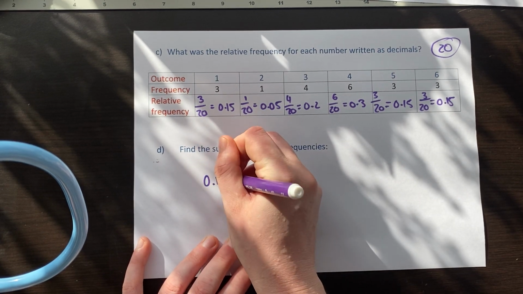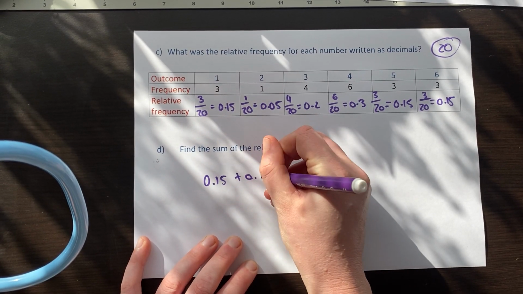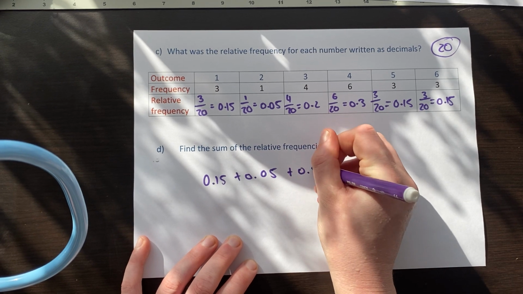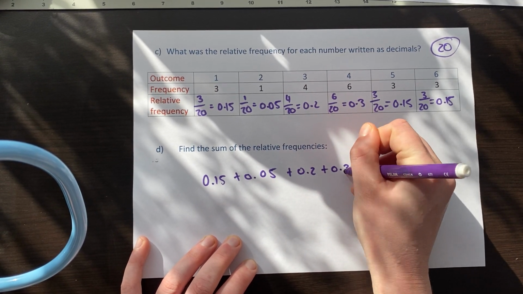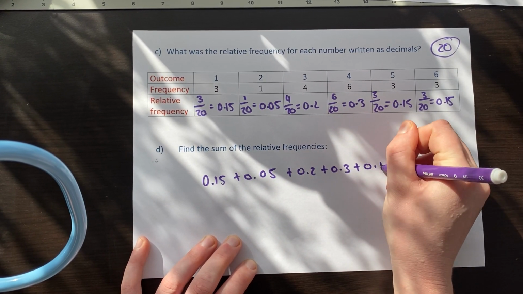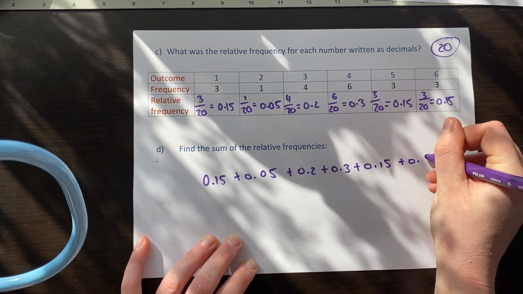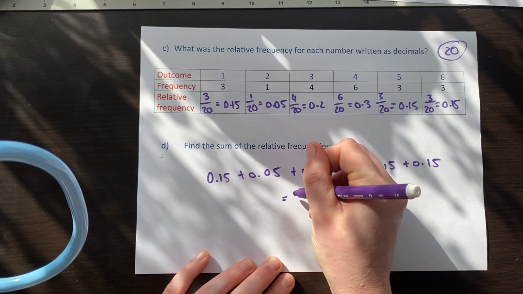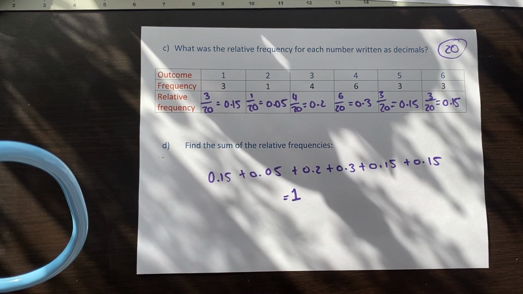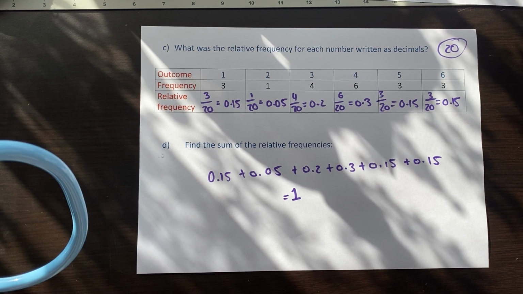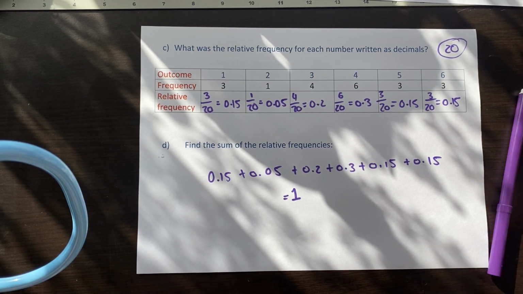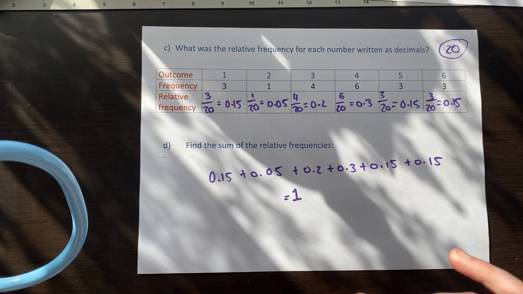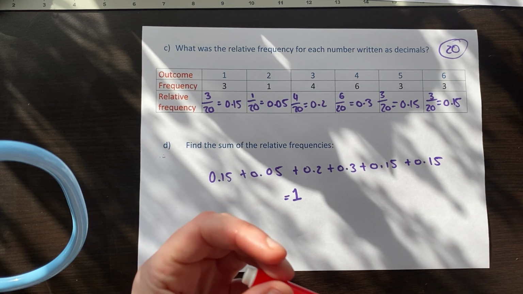So you go 0.15 plus 0.05, and so on. Okay, so we add them all up and guess what? It equals 1. So that is a really good way to make sure you've done it correctly: if it equals 1 at the end, then you have done it perfectly correctly. And that is it.